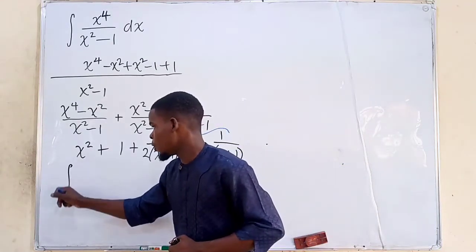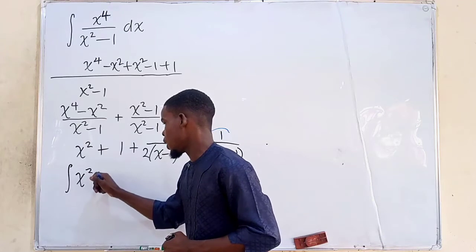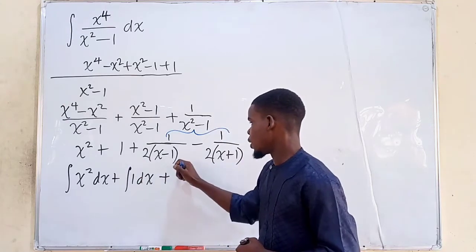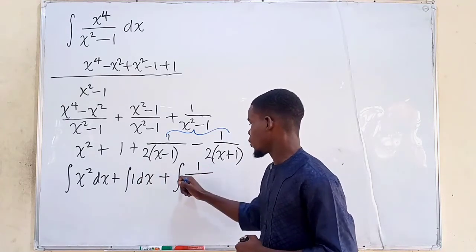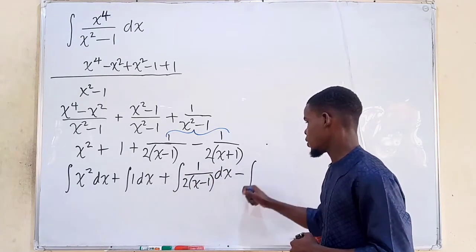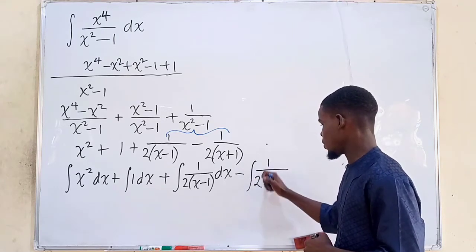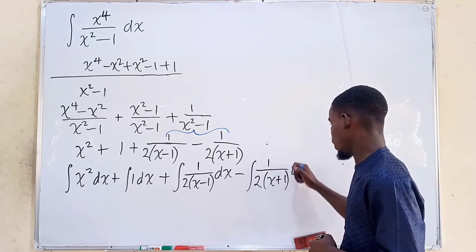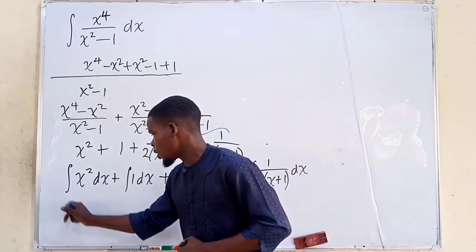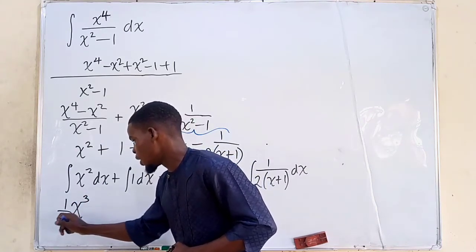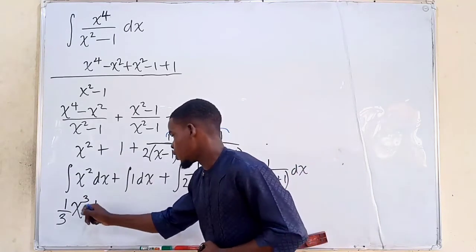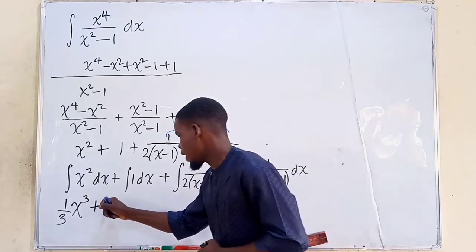So we say the integral of x squared dx, plus the integral of 1 dx, then plus the integral of 1 over 2 times x minus 1 dx, and lastly minus the integral of 1 over 2 times x plus 1. We put down the dx like that. Good. When we take the integral of x squared, we're just going to get x raised to the power 3, then we take 1/3 of that. That is just by increasing the power by 1 and dividing by the new power. Good. And then we integrate 1 with respect to x, we get x.